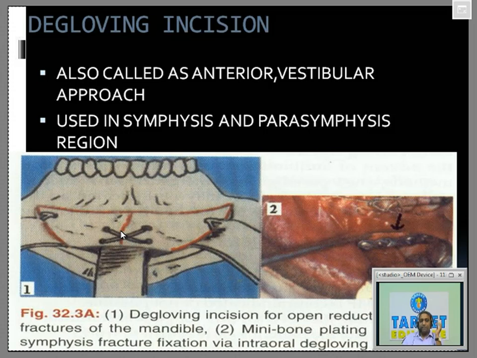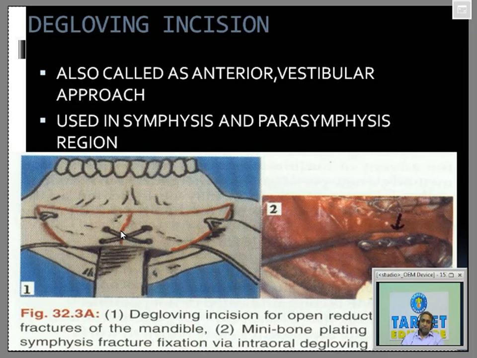Now mind well, here lies the mental nerve, which comes out through the mental foramen, so you should not damage the mental nerve. The proper dissection should be carried out so as not to damage the mental nerve. And once you see the fracture, after making the incision and raising the mucoperiosteal flap, before you do the surgery on any fractures, you need to put an arch bar.